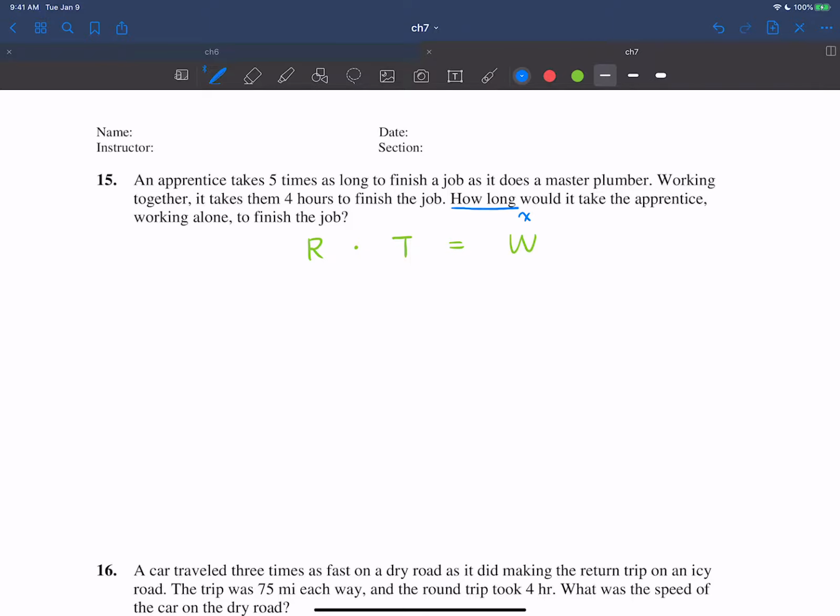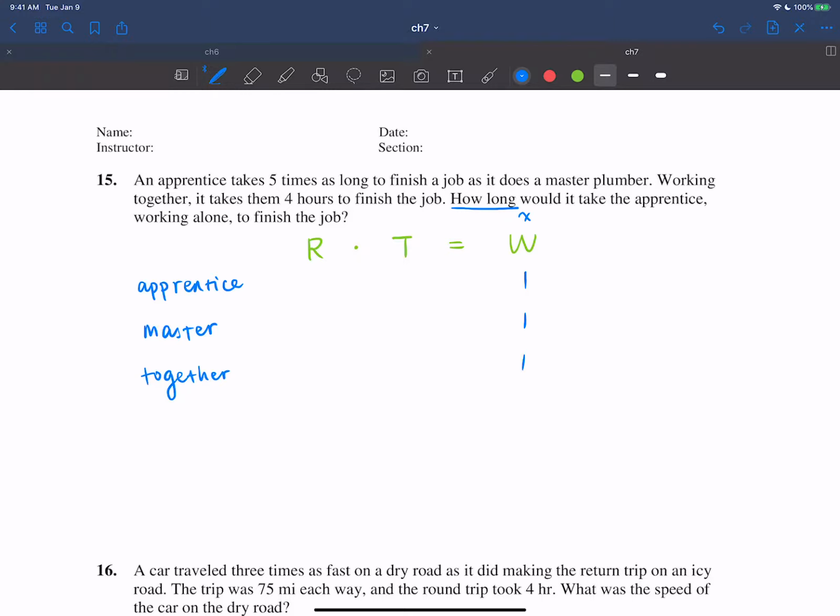And then I'm going to write down different situations. So you have apprentice working alone, and then you have the master working alone, and you also have them working together. So write it down, and then fill in the table. According to the question, they're doing the same job. Since it didn't say what kind of job it is, it just says finish a job, we'll just make the work 1 for each case.